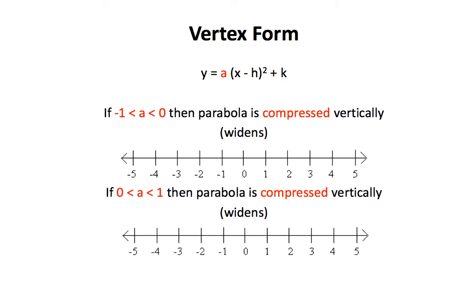If a is greater than -1 or less than 0, then the parabola is compressed vertically. In other words, it widens. What exactly does this mean? If a is greater than -1 or less than 0, it is going to be somewhere in here. If a is greater than 0 or less than 1, then the parabola is compressed vertically. In other words, it widens. What exactly does this mean? Well, a has to be greater than 0 or less than 1, which means it has to be somewhere in here.